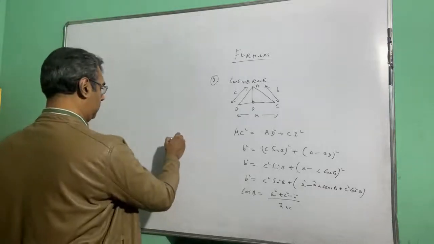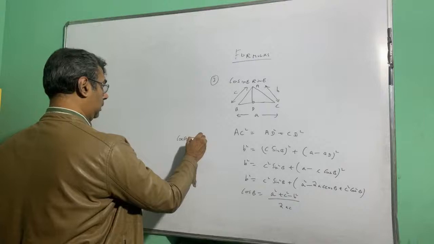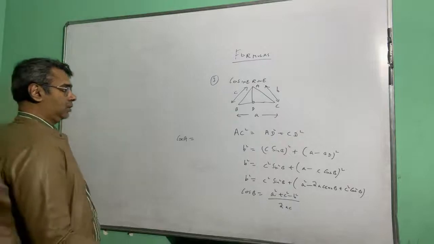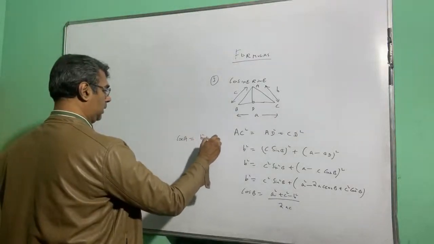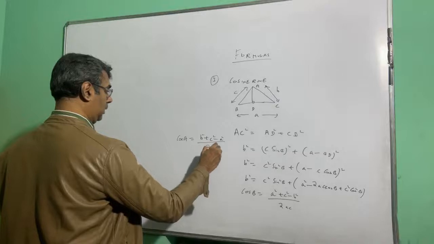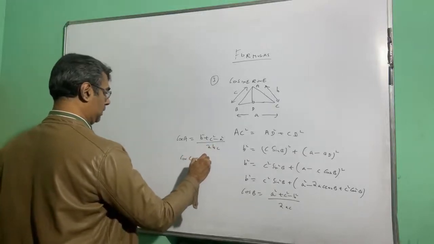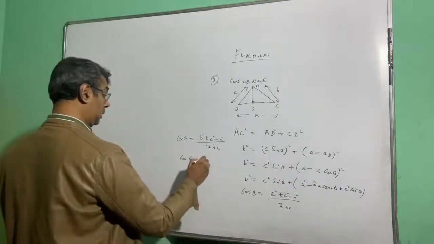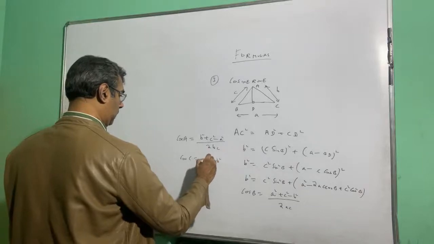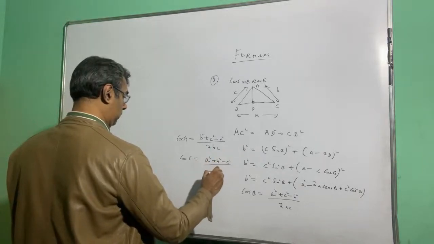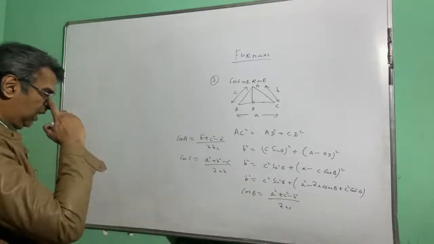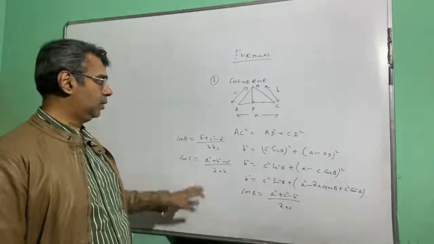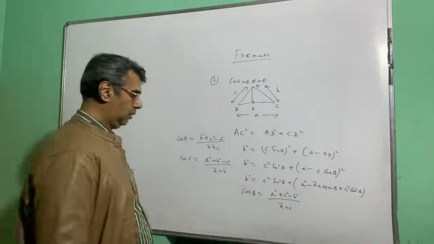Similarly, if you are asked to write cos A, it will be (b square plus c square minus a square) by 2bc. If you are asked to write cos C, it is (a square plus b square minus c square) by 2ab. So these are all different versions of the cosine rule. I am starting with any one, cos B, and then showing you the others.